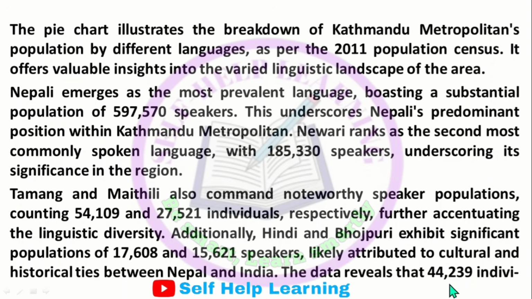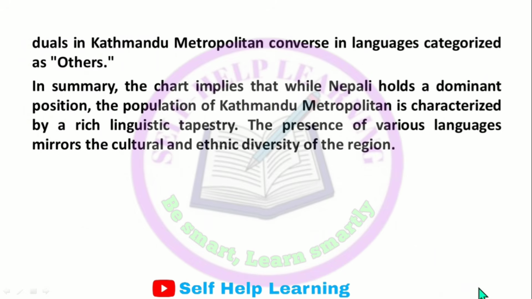The data reveals that 44,239 individuals in Kathmandu metropolitan converse in languages categorized as others. In summary, the chart implies that while Nepali holds a dominant position, the population of Kathmandu metropolitan is characterized by rich linguistic tapestry or diversity. The presence of various languages mirrors the cultural and ethnic diversity of the region.